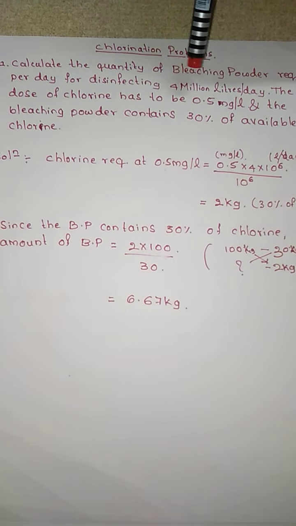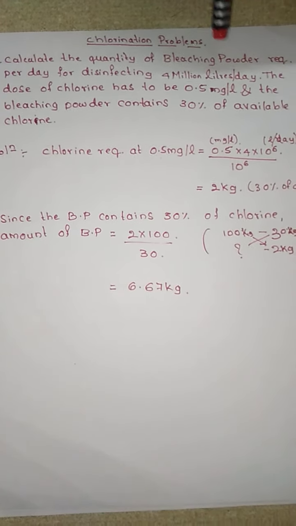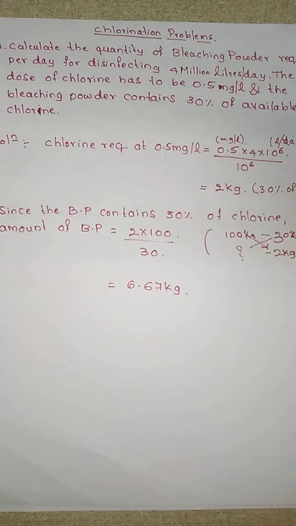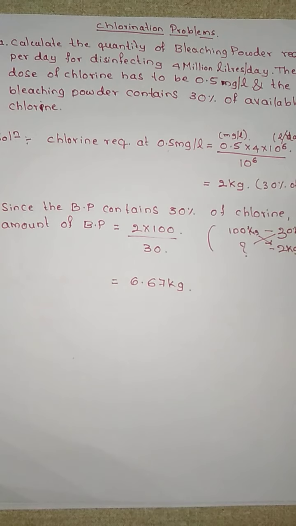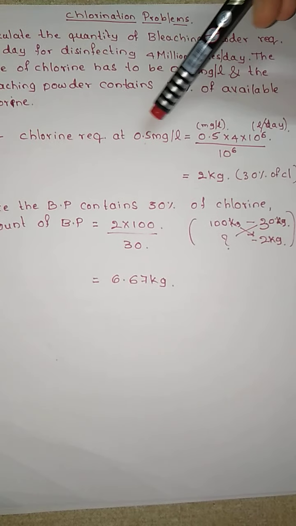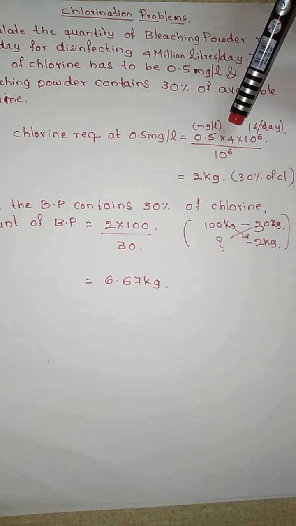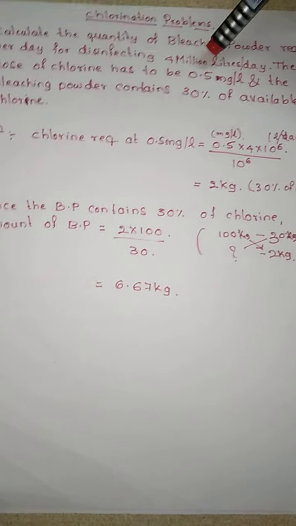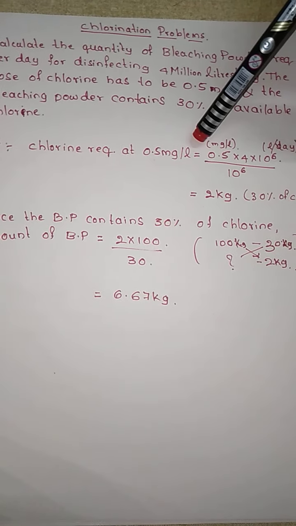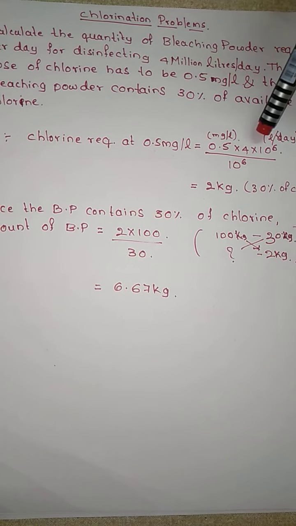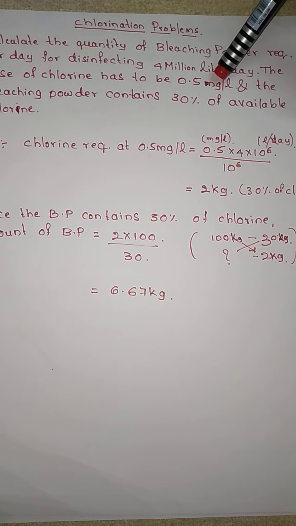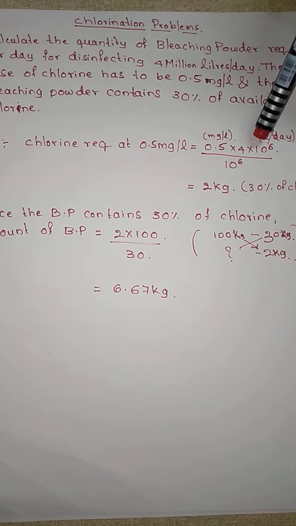So what have they asked? They have asked to determine the quantity of bleaching powder required per day for disinfecting around 4 million liters of water with a dosage of 0.5 mg per liter, and the bleaching powder has 30% available chlorine. Now, chlorine required at 0.5 mg per liter. That means in order to treat 4 million liters of water, how much chlorine is required, that we are going to calculate in this problem. So 0.5 mg per liter of dosage will be given to treat 4 million liters of water.